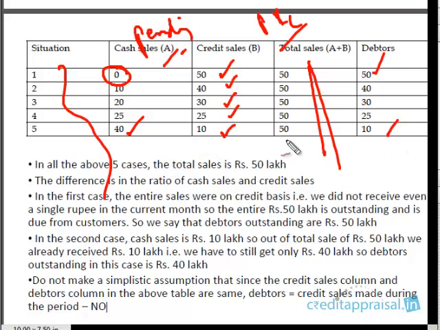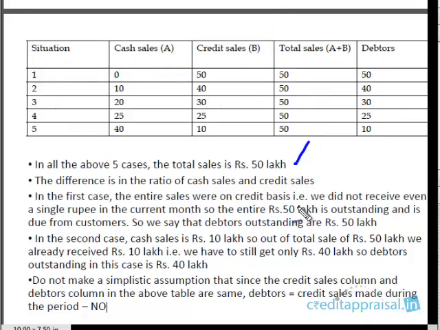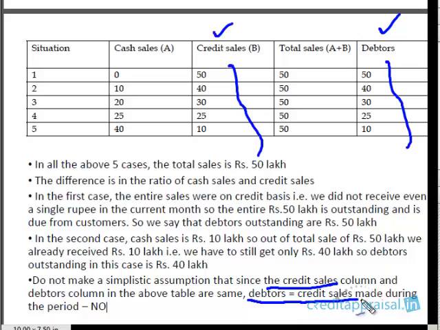So debtors will give you the amount due from the customers, right? So in all the above 5 cases, the total sales is 50. The difference is only in the ratio of cash and credit sales. So the balance will be reflected in the debtors. And please, I've already made this point clear. Do not make an assumption that since the credit sales column and debtors column are the same, if you see these 2 columns are the same, this formula holds good: debtors is equal to credit sales. No. That type of small formula you can write up, as we already discussed.